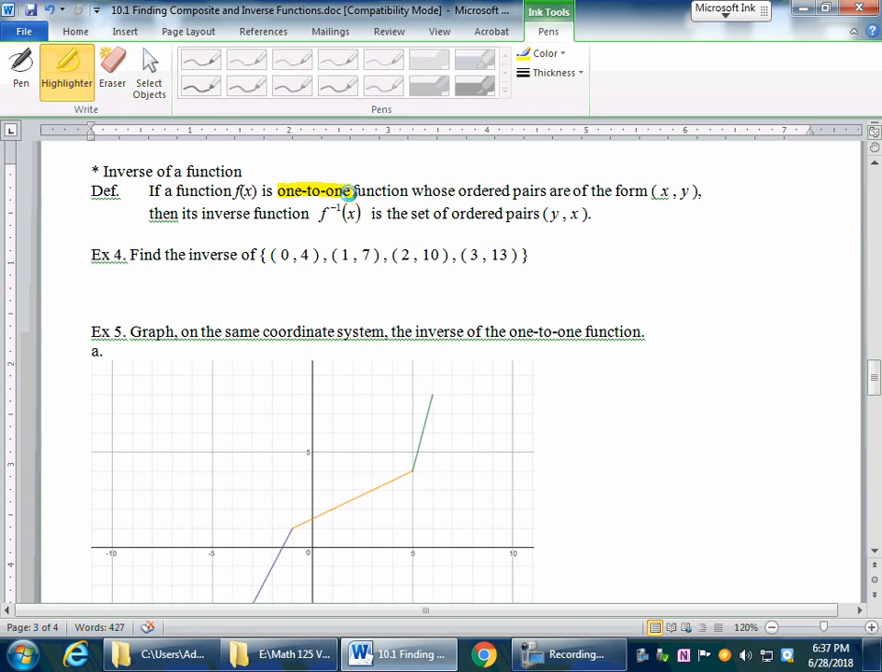If a function is one-to-one with the ordered pair x, y, then the inverse function, okay, the notation of the inverse function will be the power of -1. It's not a -1 power, it's inverse function notation. And then what happens is the ordered pair flips around. That is very important because the x and y interchange.